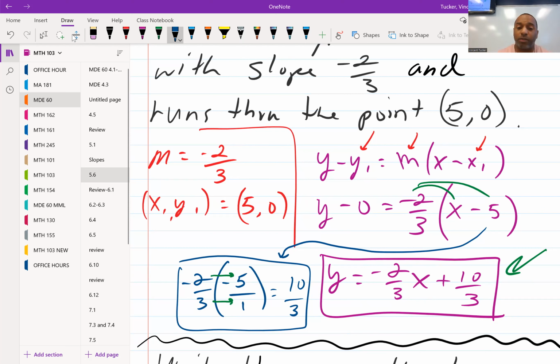Don't forget the rules of fraction work when you're multiplying fractions. That -5, I wrote it as -5/1, and it's just multiplied across. So on top, we have -2 times -5, which is +10. 3 times 1 on the bottom is +3. So it's just 10/3 as our y-intercept. Any questions?